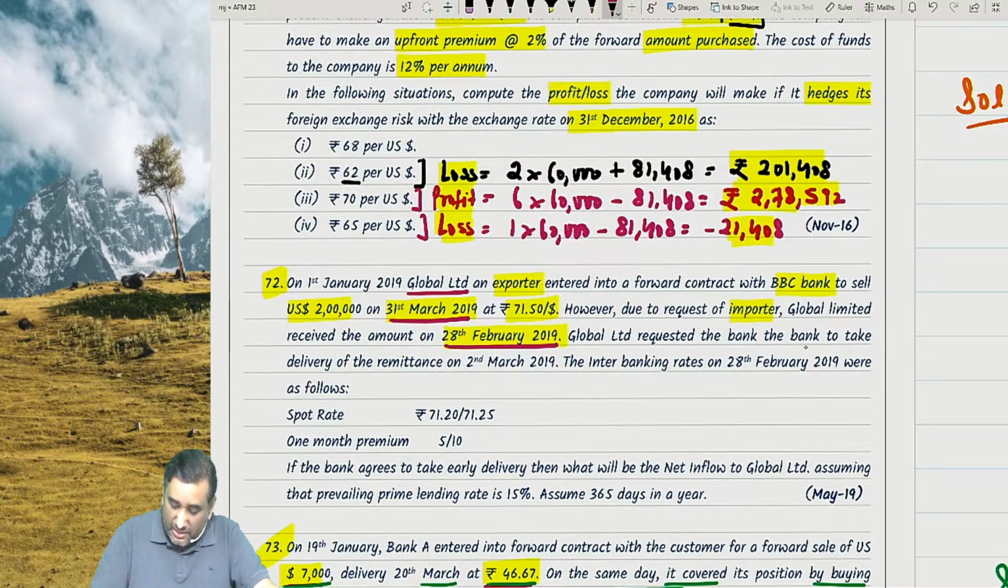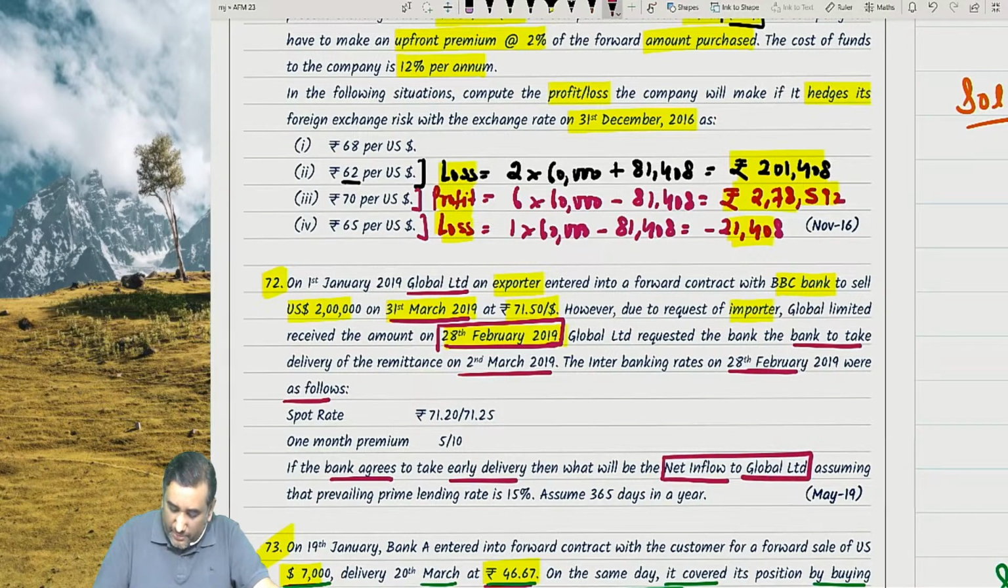Global Limited requested the bank to take the delivery of remittance on 2nd March. It's basically T+2 he's saying, but you assume it is 28th Feb only. Interbank rate settlement is happening on this date. Spot rate and 1 month premium are given. If the bank agrees to take early delivery, then what will be the net inflow to Global Limited, assuming prime lending rate is 15, assume 365 days.